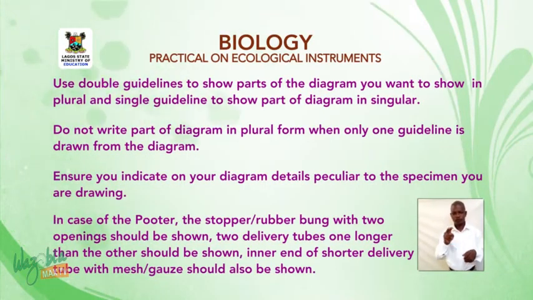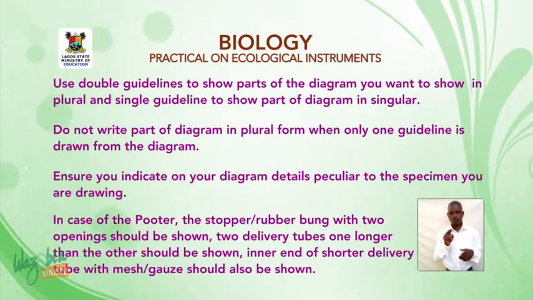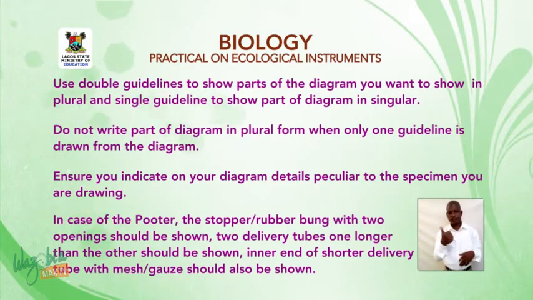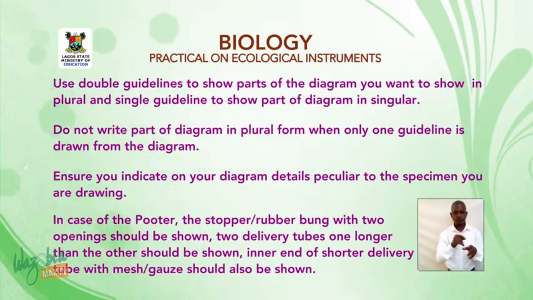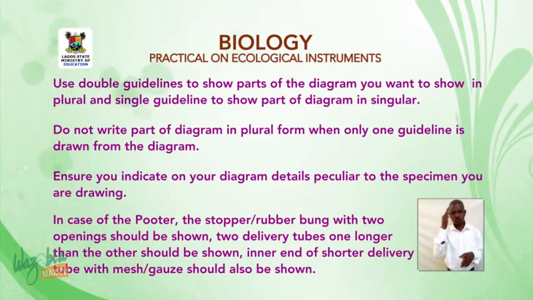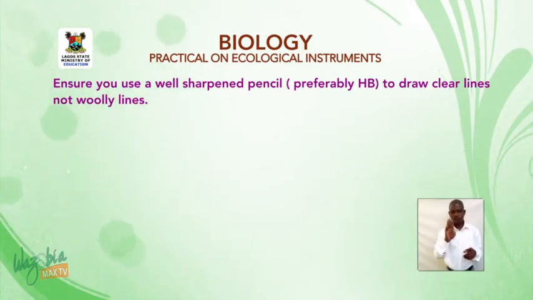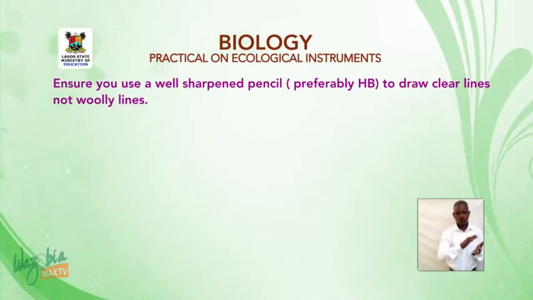In case of the pooter, the stopper or rubber bung with 2 openings should be shown. 2 delivery tubes, one longer than the other, should be shown. Inner end of shorter delivery tube with mesh or gauze should also be shown. Ensure you use a well-sharpened pencil, preferably HB, to draw clear lines, not woolly lines.